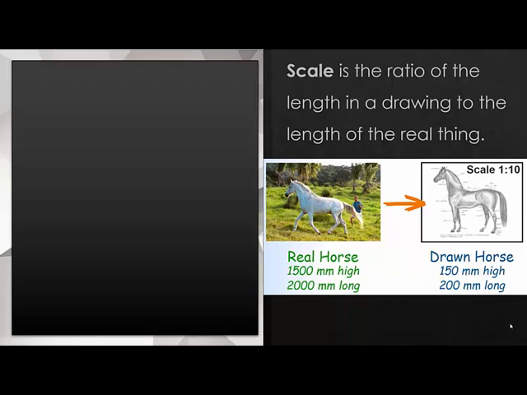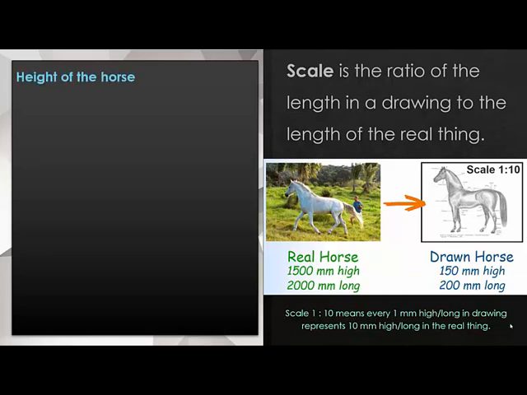So here, scale 1 to 10 means every 1 millimeter high or long in the drawing represents 10 millimeters high or long in the real thing. Let's see the counting. This is about the height of the horse. The scale is 1 to 10. 1 here is the length or the height in the drawing, and 10 here is the height in the real thing.